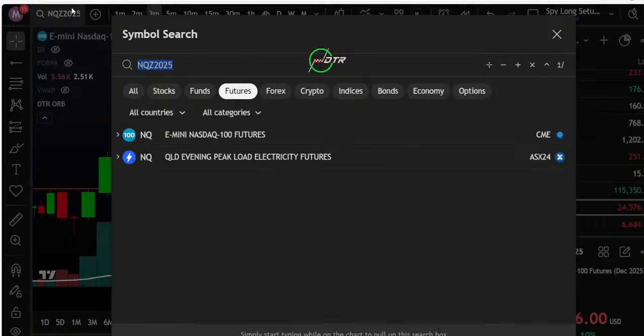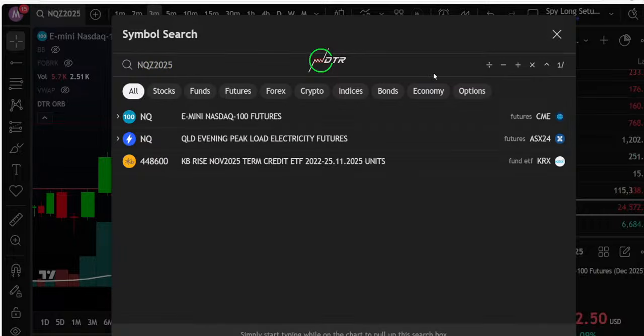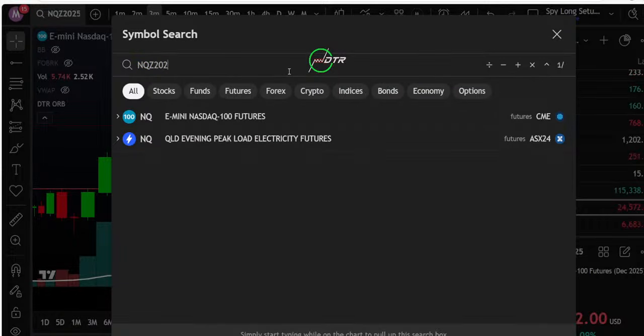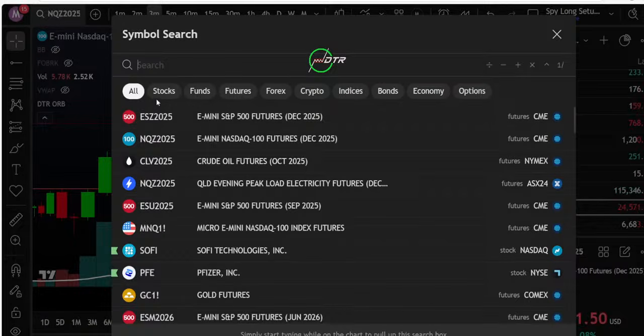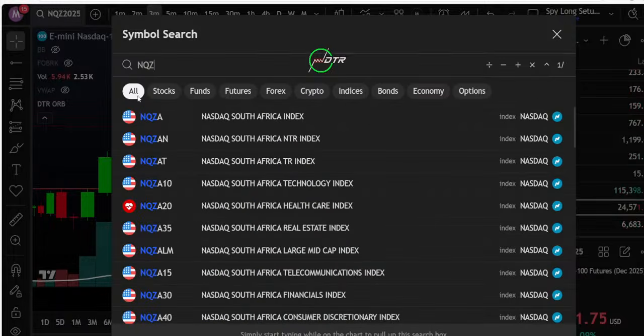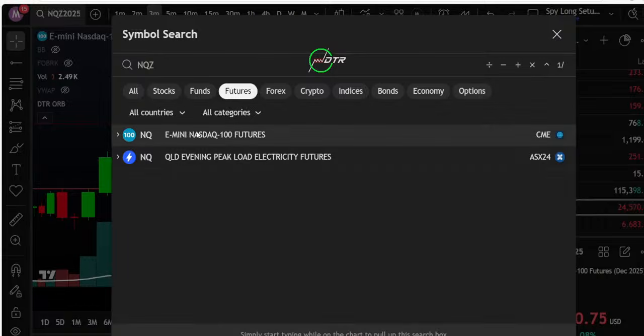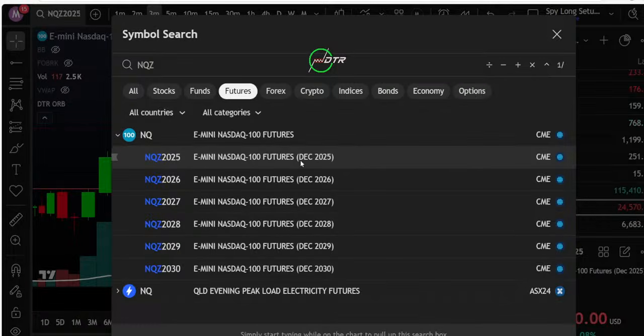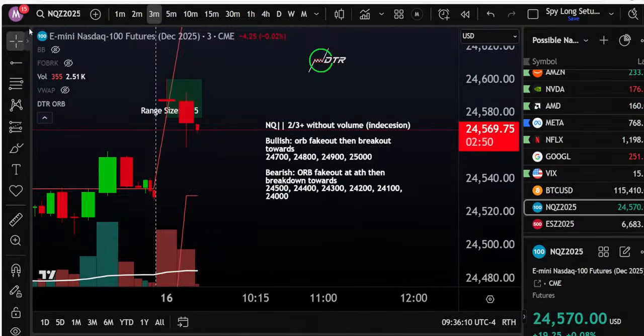Well, it means you're probably typing in something incorrect, Michaela, right, guys? So let's just watch me do it. This should be really basic. So symbol search, all is typed in, or clicked, then I type in NQZ. Then I click futures. And if I expand this, it'll show me NQZ 2025, December 2025. Click that, and now I have the correct contract.